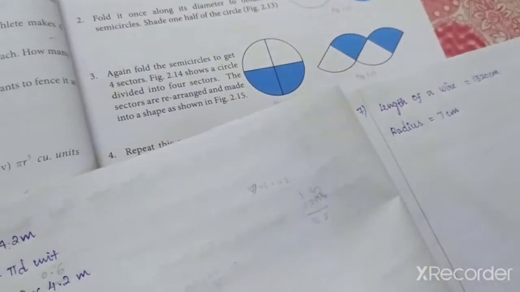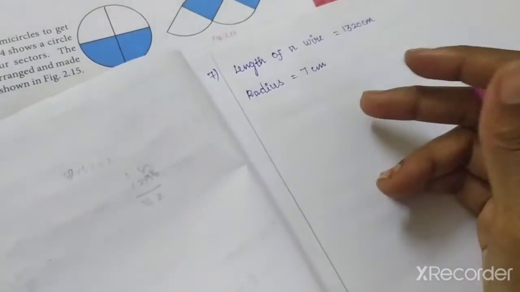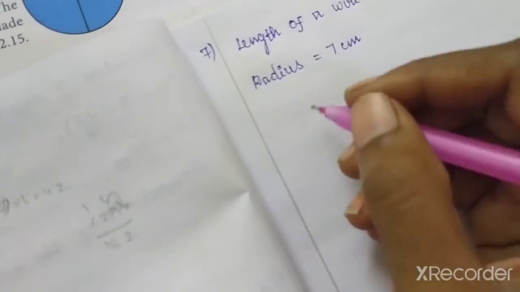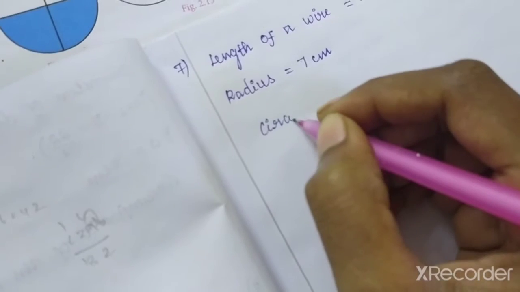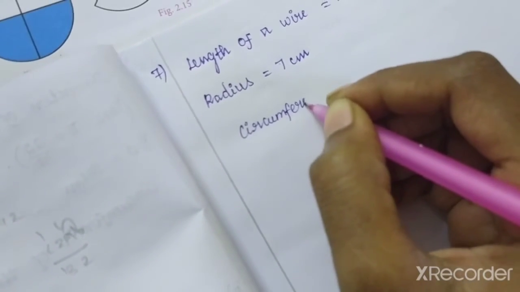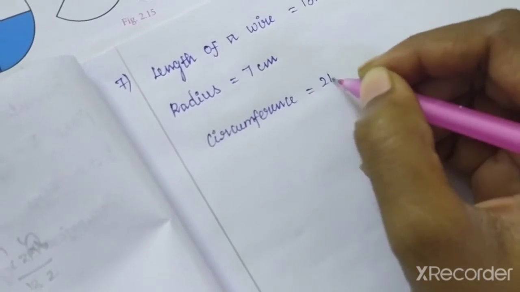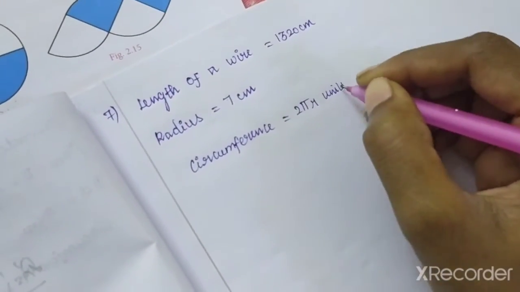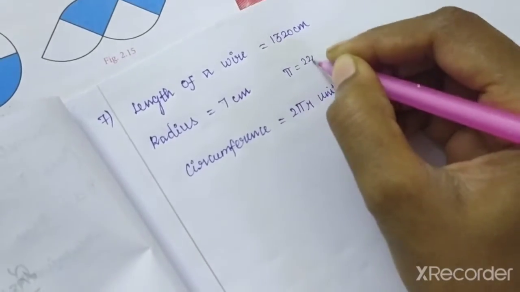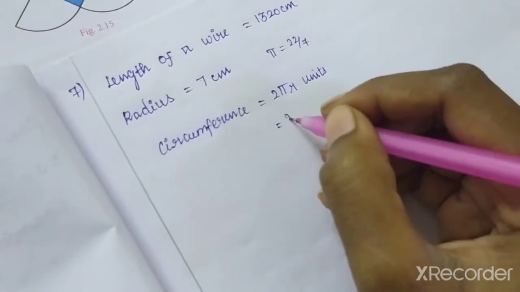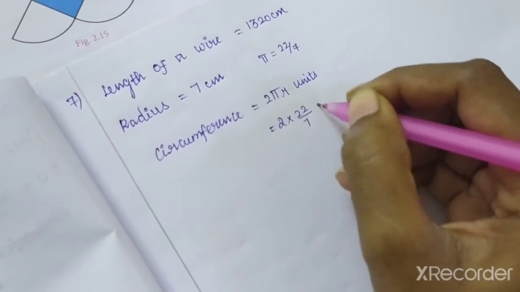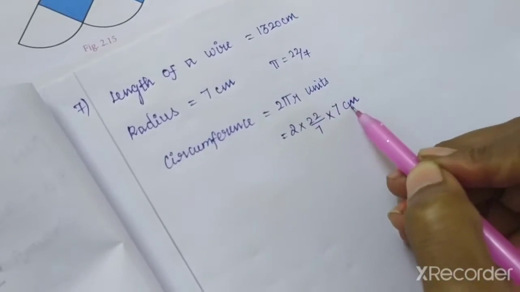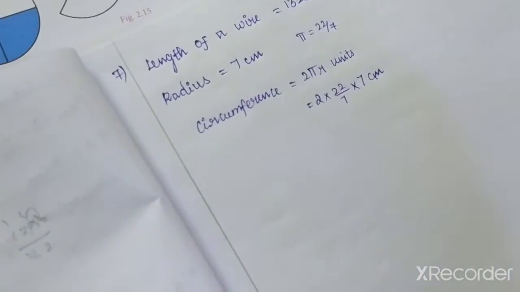With one layer of the circumference only, I can find out how many frames I can make. So what is the circumference formula in this place? 2 pi r units. What is the pi value? 22/7. You should know about this, it is a mathematical term. So what is your r? 7 centimeter. You should put the centimeter unit.